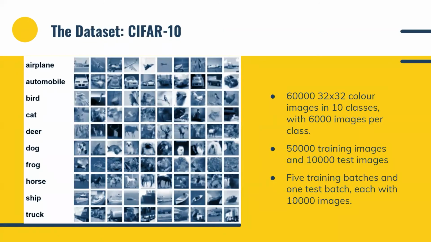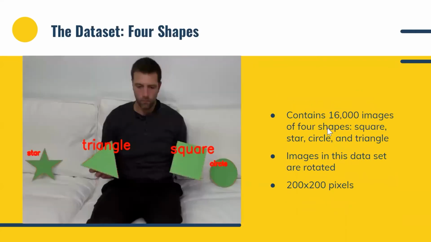Let's dig into the data. For the baseline model, we select the CIFAR-10 dataset, which contains 60,000 images with 10 classes. And the data we use to train the lower-level layer is called 4Shapes from Kaggle. It contains 16,000 images of 4 classes: square, star, circle, and triangle.